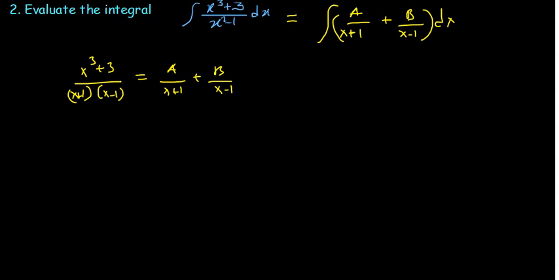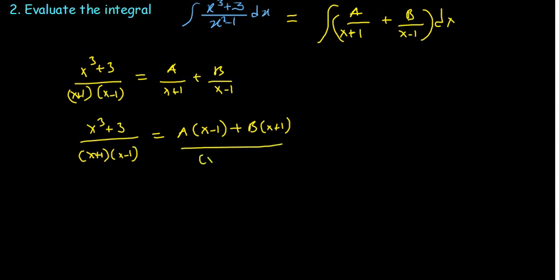So this is going to give us x to the power 3 plus 3 divided by x plus 1, x minus 1, and that will be equal to, multiply that and that, A times x minus 1 plus B times x plus 1 divided by x plus 1 x minus 1. Now since the denominators are the same, the numerators are going to be the same.